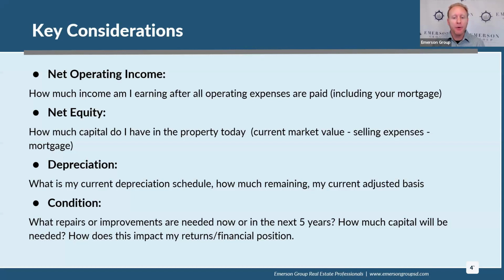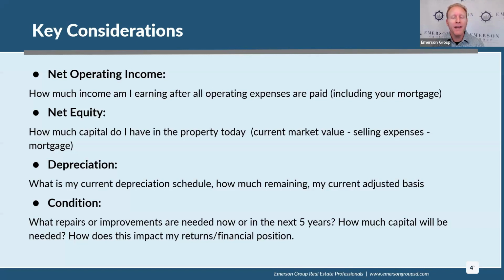So net equity meaning the current value of your property, less commission and closing costs, and minus any debt or mortgage that you might be holding on the property, right? Your net amount that you have available if you were to sell the property and conduct a tax-deferred reinvestment.